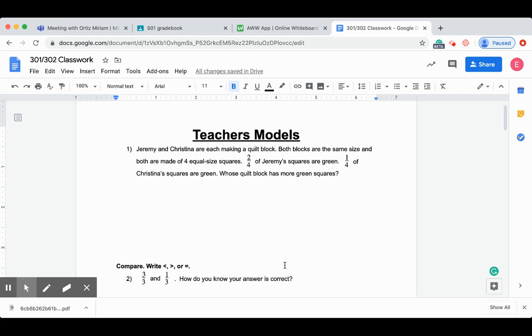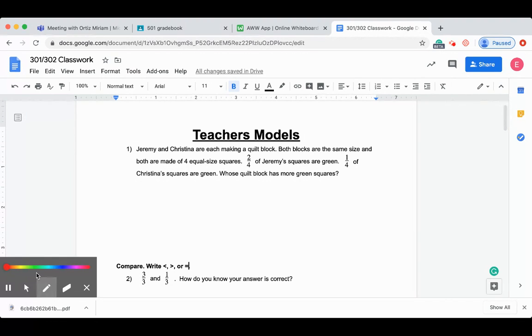As a good reader, I will reread. Jeremy and Christina are each making a quilt block. Both blocks are the same size and both are made of 4 equal size squares. 2/4 of Jeremy's squares are green, 1/4 of Christina's squares are green. Whose quilt block has more green squares?